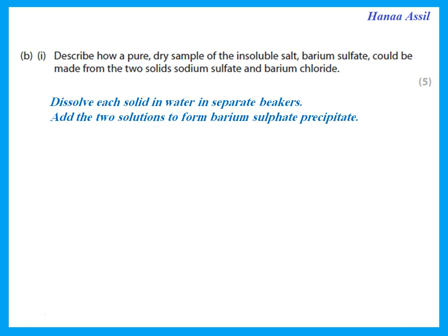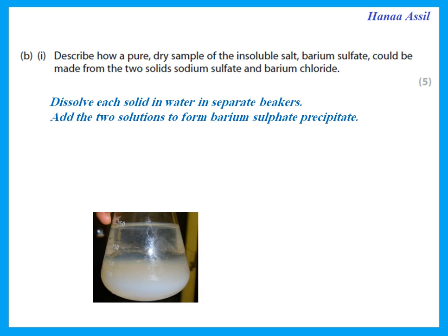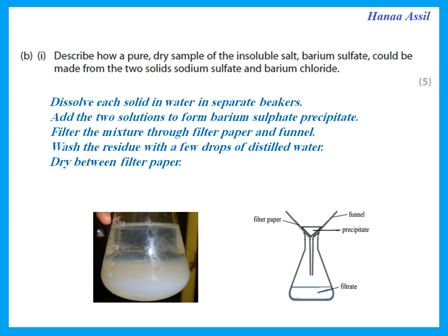But then the first thing that I need to do is dissolve each solid in water, because I cannot add them as solids. We have to dissolve them in water in separate beakers and then add the two solutions to form the barium sulfate precipitate, which is a white precipitate. Then the precipitate is what I want, so we need to filter the mixture through filter paper and funnel, wash the residue with a few drops of distilled water, and dry between filter paper. Please learn how to explain these and try to include as much of the apparatus as possible.